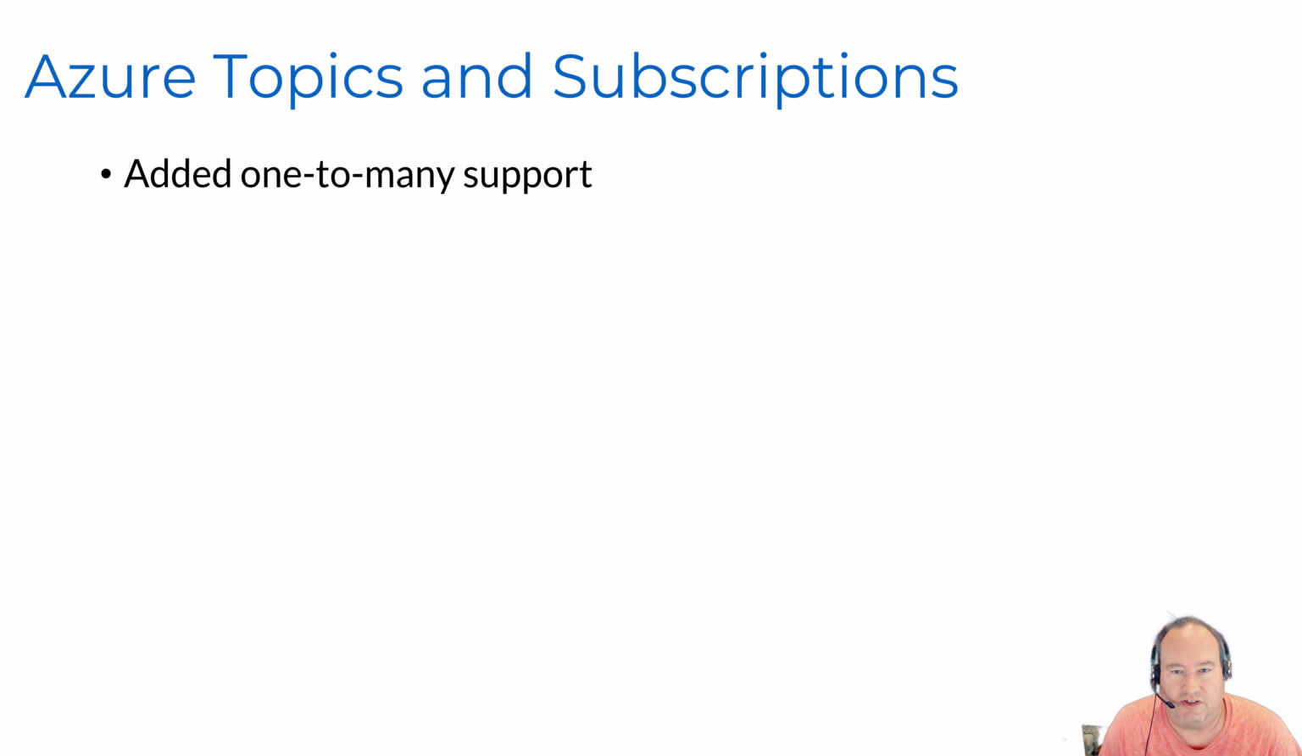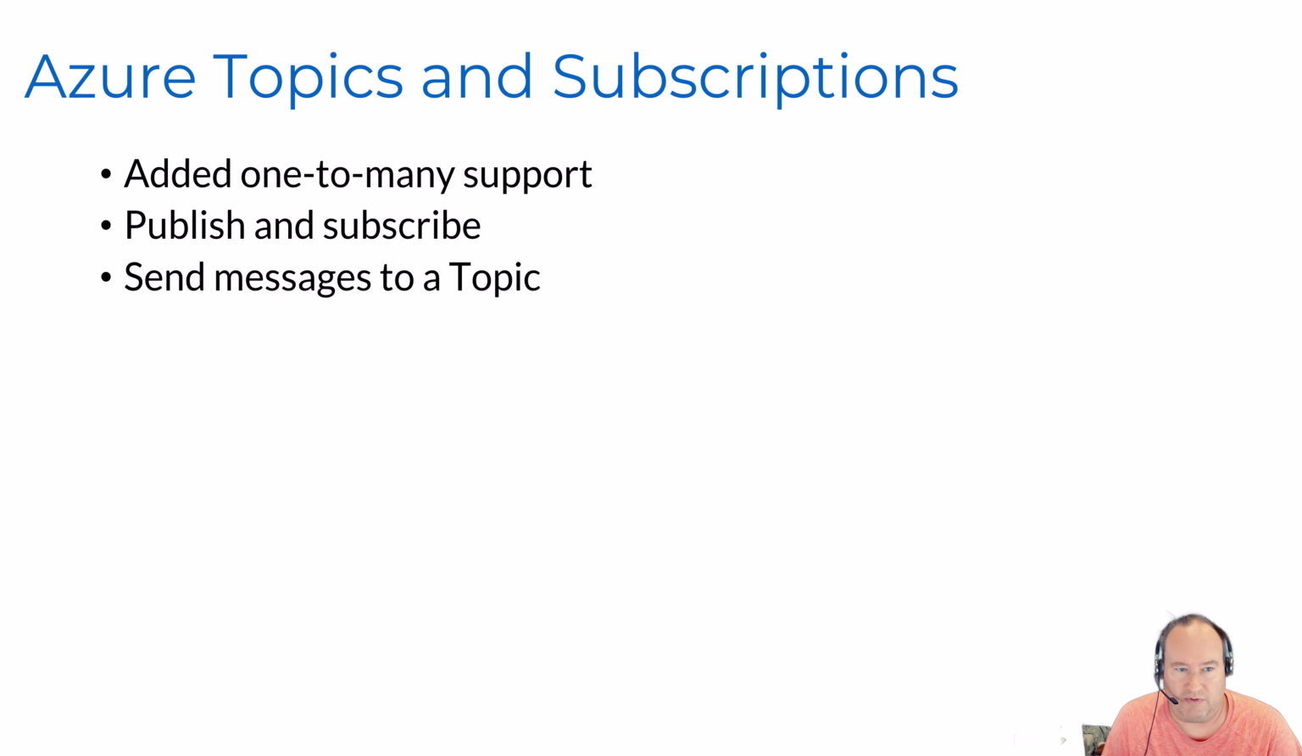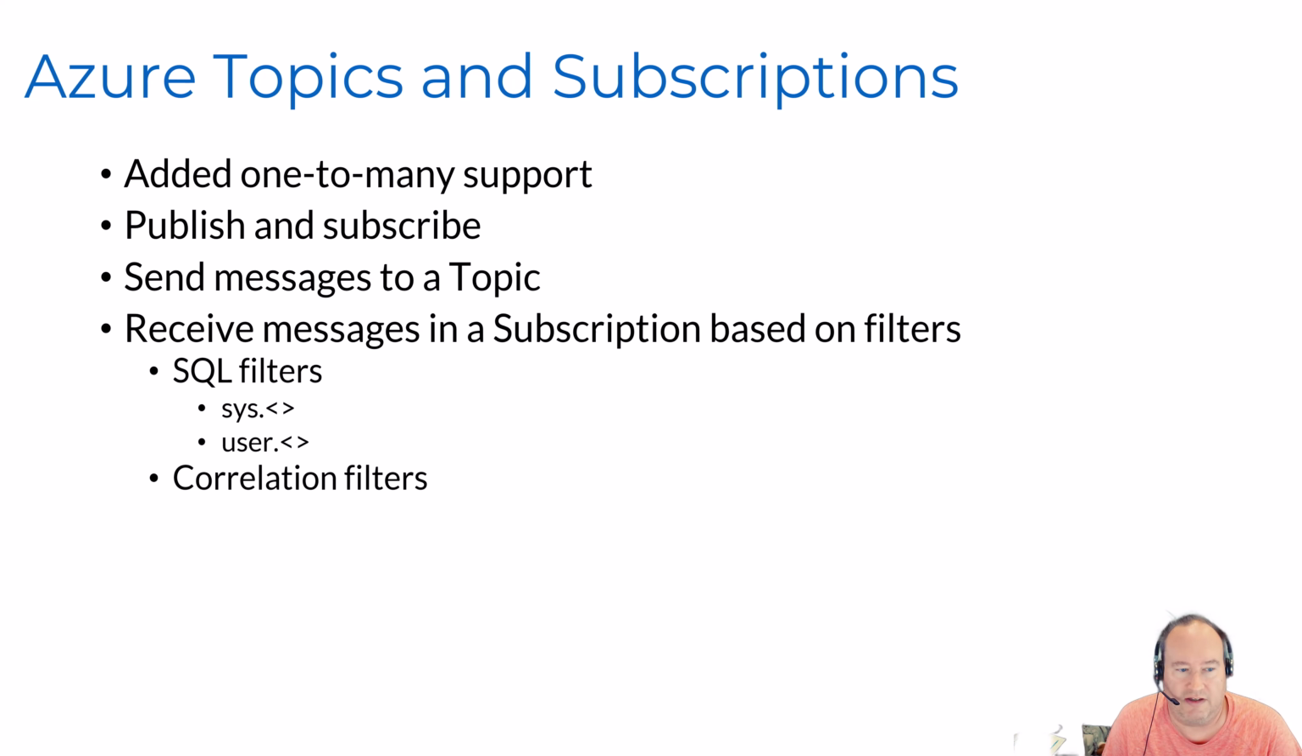So topics essentially add one-to-many support for Service Bus queues. This allows a message to come in to one Service Bus queue and be routed to multiple destinations. This is done in a publish and subscribe mechanism where you set up subscribers, known as subscriptions, to listen to messages that come in on your topics. When working with topics and subscriptions, the sender will then send a message to the topic, and the receivers will receive from subscriptions.